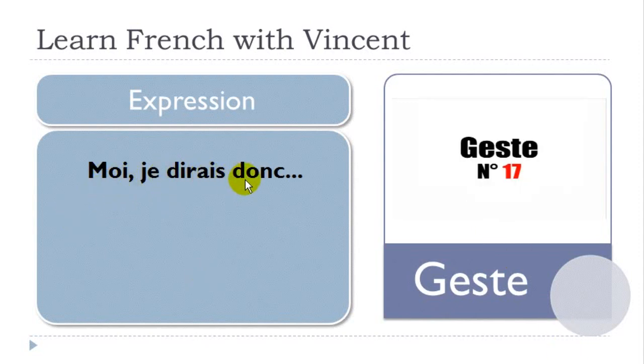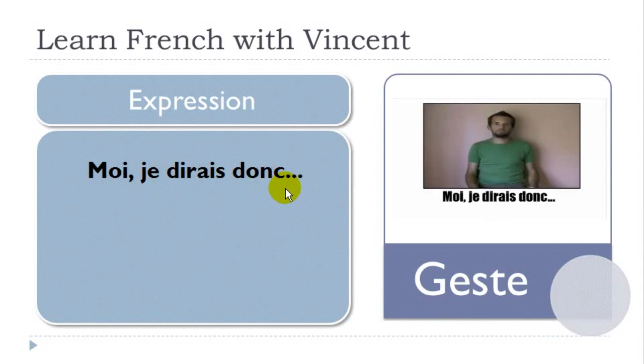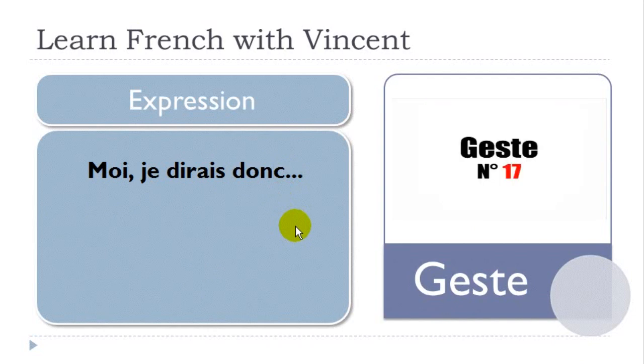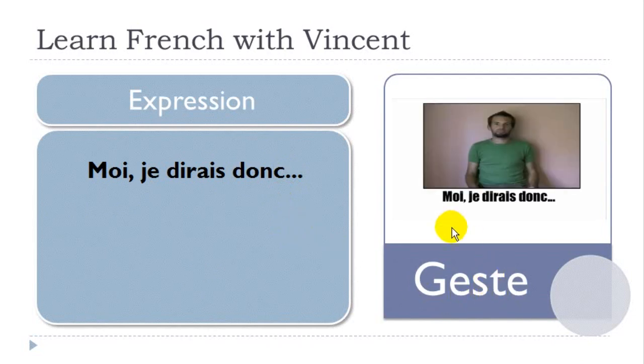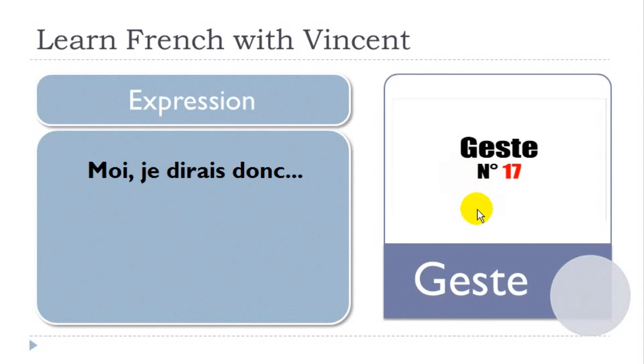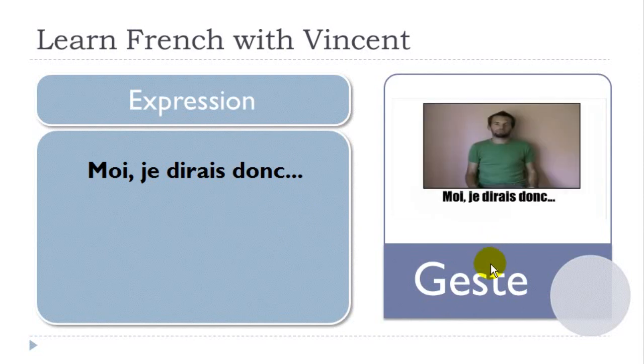"Moi, je dirais donc." So you're discussing with someone and you would like to say something. You would like to add something. You would like to express yourself. So you can make this gesture. You can see that Laurent is doing that mostly with his arm. Let's have a look at him, and that's it.